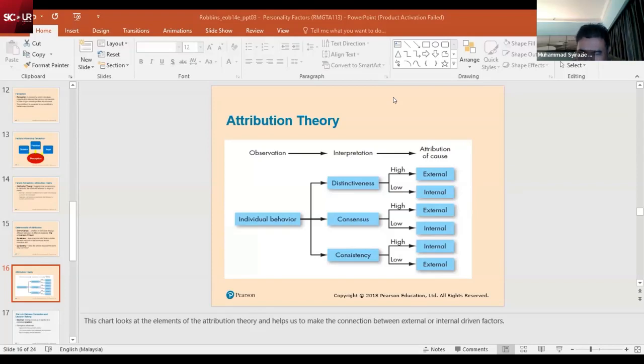Dia masuk office finance, dia rasa stres. Kan? Kalau dia pergi masuk finance pun stres, tempat lain pun stres, maknanya it is internally caused. Dia stres ni, kan? Stres ni sebabkan dia. Tapi you see, okay? Orang lain pun, consensus, orang lain pun pergi finance department, keluar stres, tak happy. So there must be something wrong with the environment in the finance department. Nampak tak?